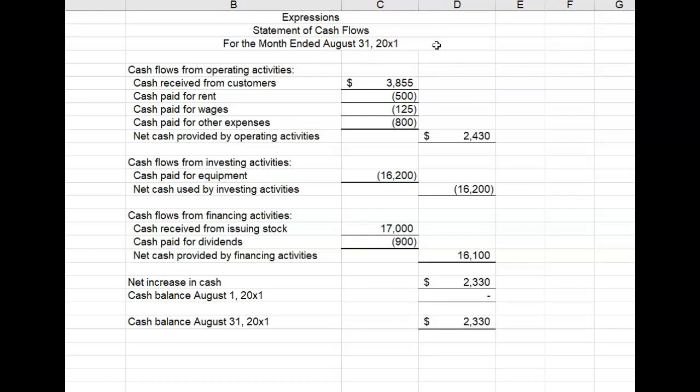In our next video, we may be able to fit the entire preparation of cash flows for Expressions in one video under the indirect method. We might have to split it up into two videos, we'll see.